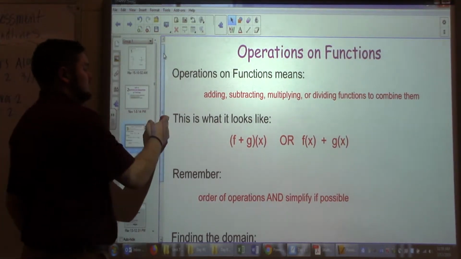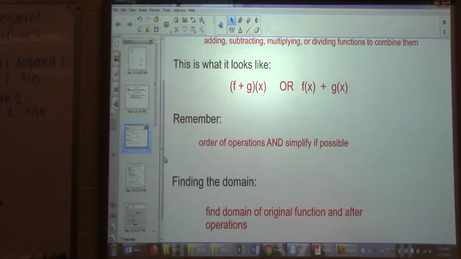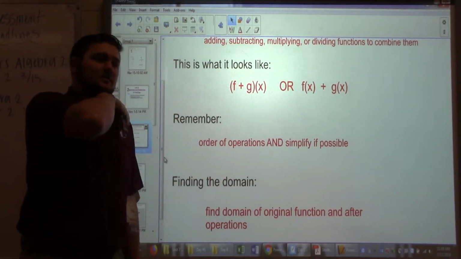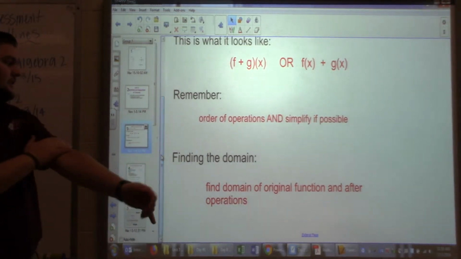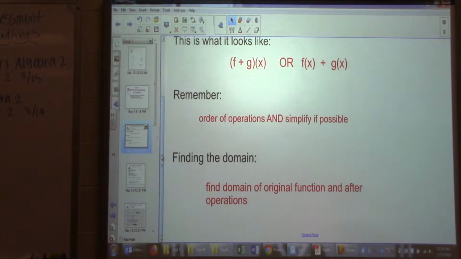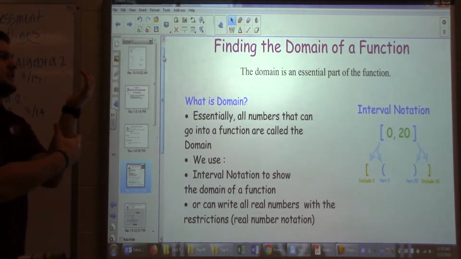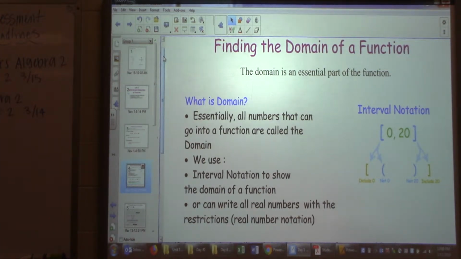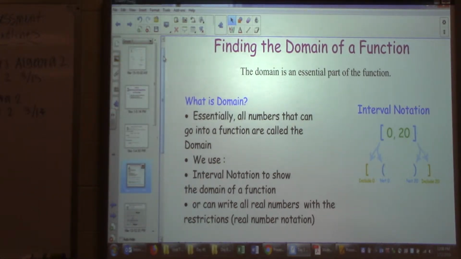Now, we need to remember to do order of operations: parentheses, exponents, multiplication, division, addition, subtraction. Order of operations, and simplify whenever possible. Find the domain means, we'll talk about that on the next slide. Domain. The domain is an essential part of a function. It means essentially all numbers that can go into a function, or all values that x can equal in our function. We're going to find that in this unit.